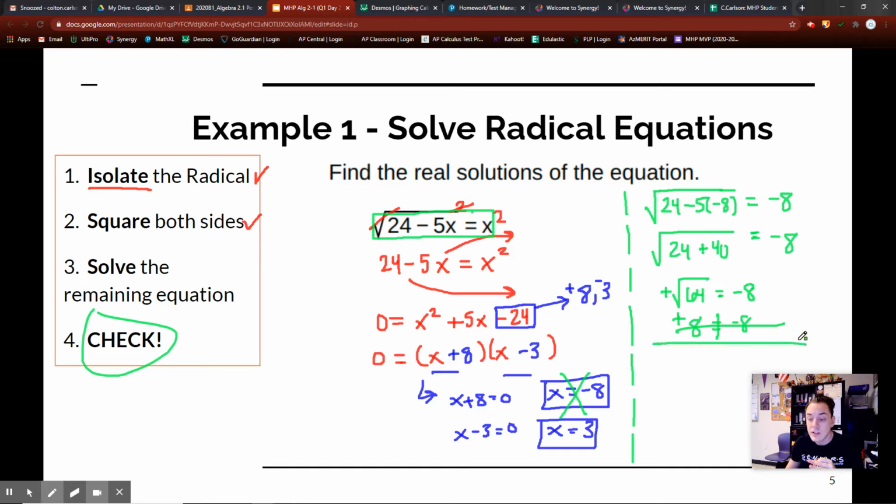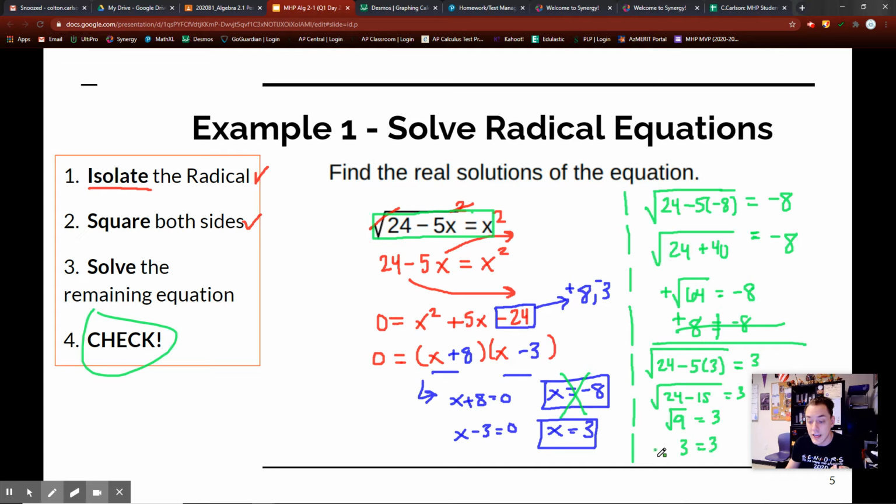So now let's go to our other one. Let's type in 3. So 24 minus 5 times 3 and then equals 3. We're going to put in 3 now because, again, we said x is 3. We're going to put in 3 right there. So what do I have? I have 24 and then minus 15 equals 3. And then what's 24 minus 15? Well, that's 9. So I have square root of 9 equals 3. And the square root of 9 actually does equal 3.